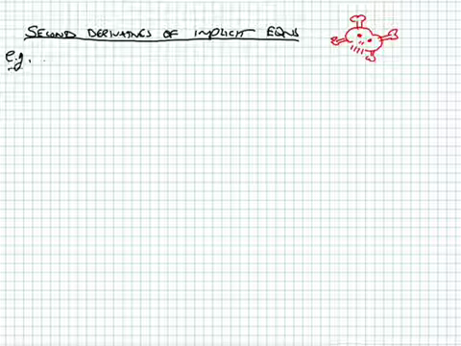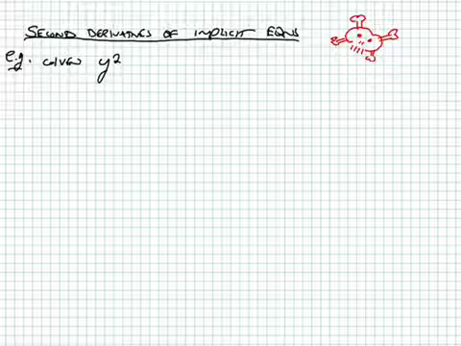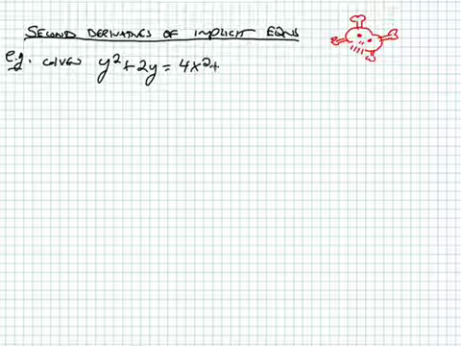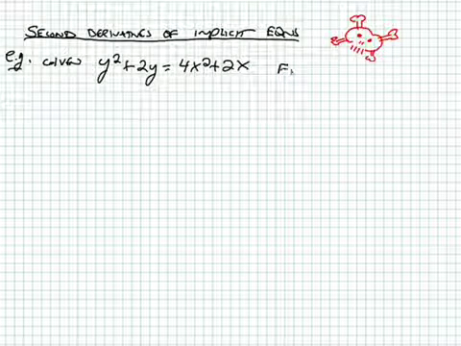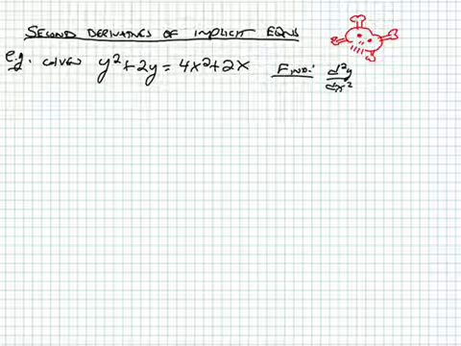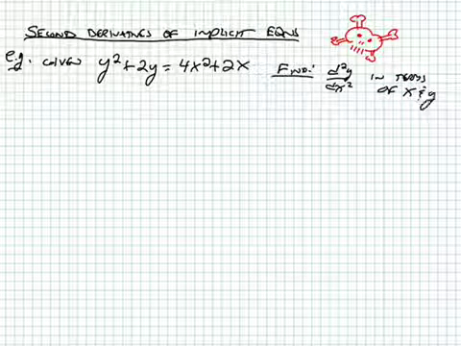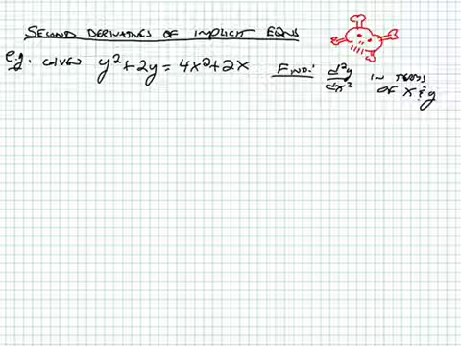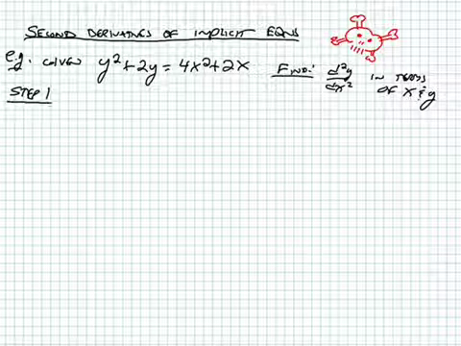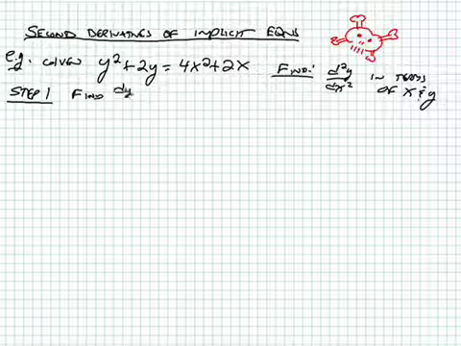So for example, let's say I'm given the implicit equation y squared plus 2y is equal to 4x squared plus 2x. And I want to find the second derivative, d squared y dx squared, in terms of x and y. Finding the first derivative is relatively easy, but we need to do it. You'll see why. So step one is we want to find dy dx.